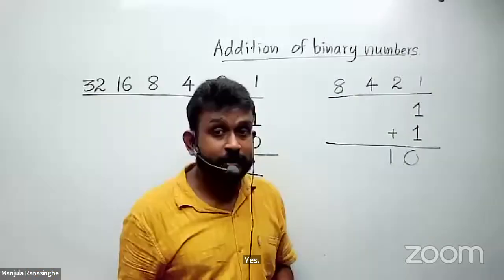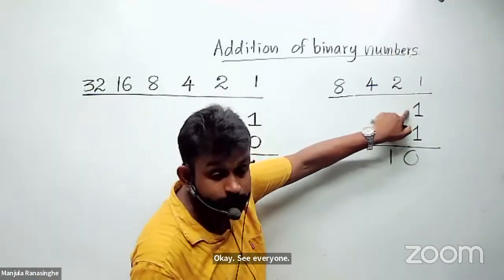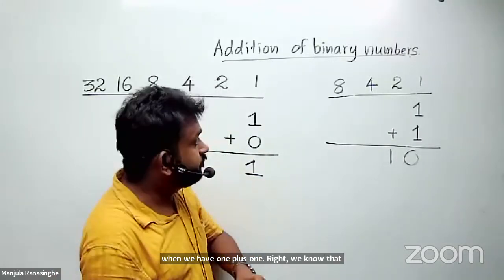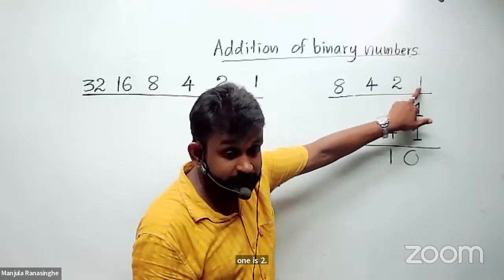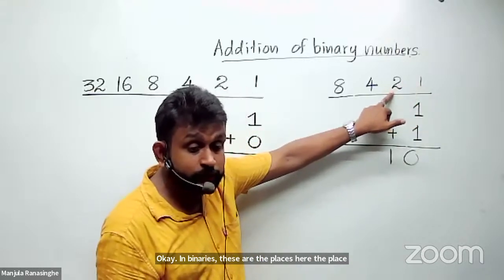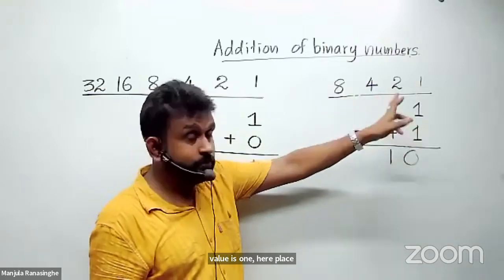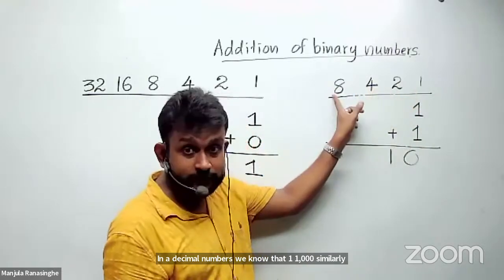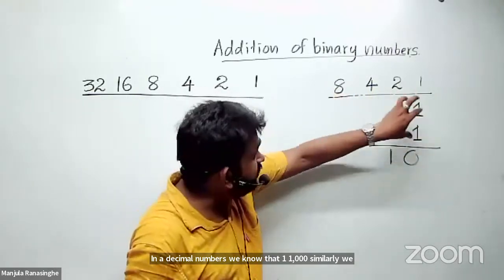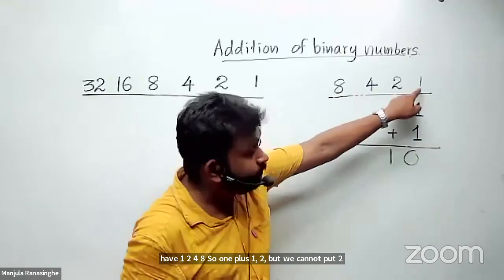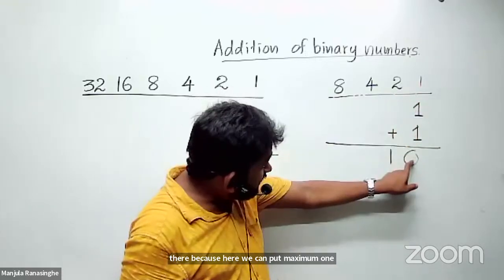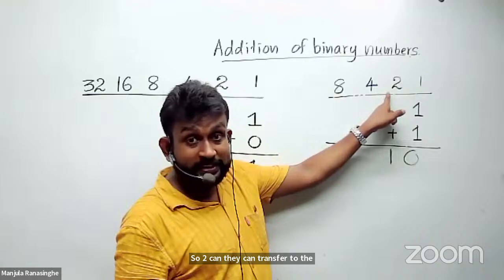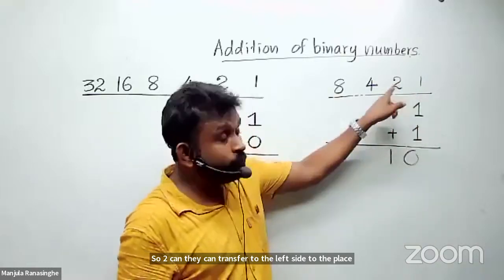Okay, everyone. In binary, when we have 1 plus 1, we know that 1 plus 1 is 2. In binary, these are the places. Here the place value is 1, here place value 2, 4, 8. In decimal numbers, we know 1, 10, 100, 1000. Similarly, we have 1, 2, 4, 8. So 1 plus 1 is 2, but we cannot put 2 there because here we can put a maximum of 1. So the 2 can transfer to the left side, to the place 2. So 2 comes as 1 twos.